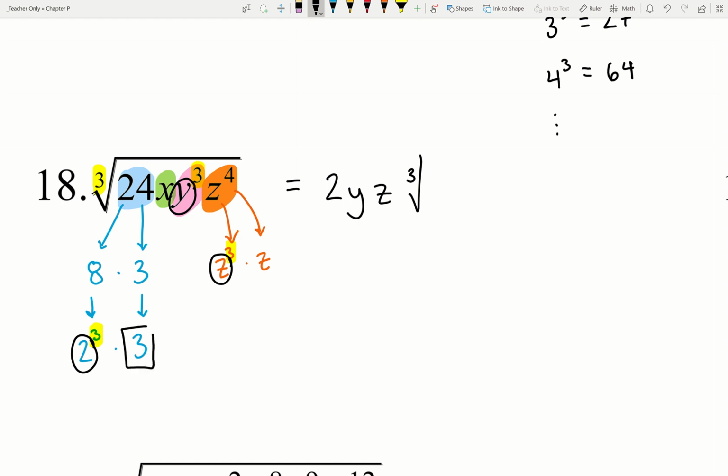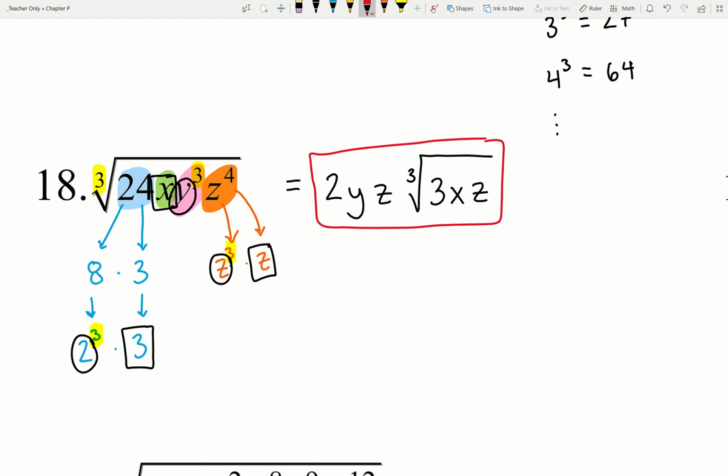Well, that was going to be a copy of 3, and then a copy of x, and then a copy of z. So 3xz, unfortunately, is going to have to stay under the root there. And before we finish up the problem, we'll just take a look at that index and notice that that is an odd number, which means we do not need absolute value bars, and we're just going to go ahead and call this our result right there.